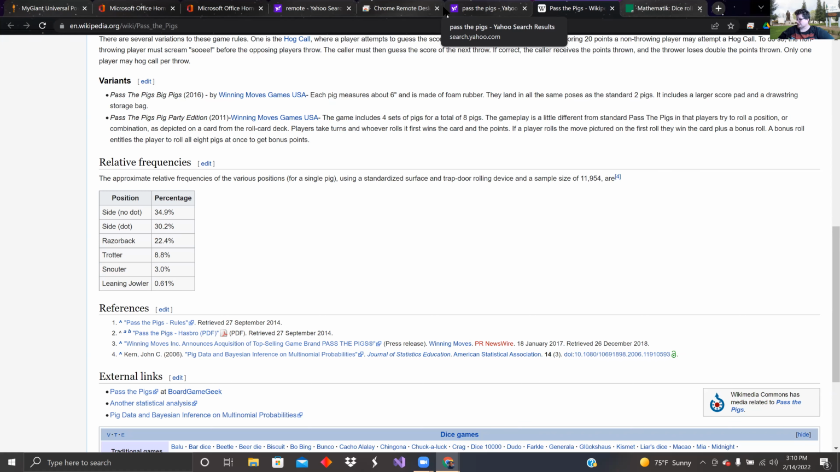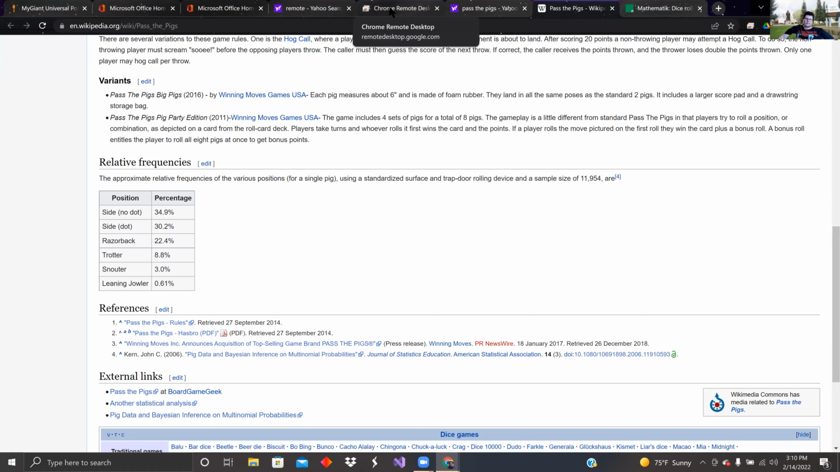Snouter is 3.0%. And finally, we have the leaning jowler, which I'm going to call LJ. That is at a whopping 0.61%. So I pulled all the relative frequencies from the experimentation, and we're going to see if that's sufficient to work for the probability for the pigs.